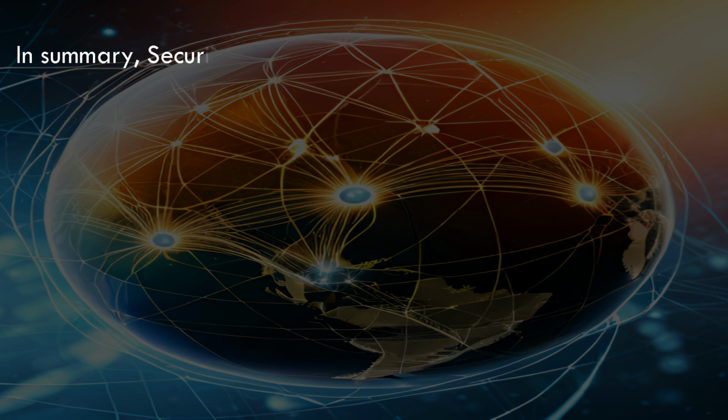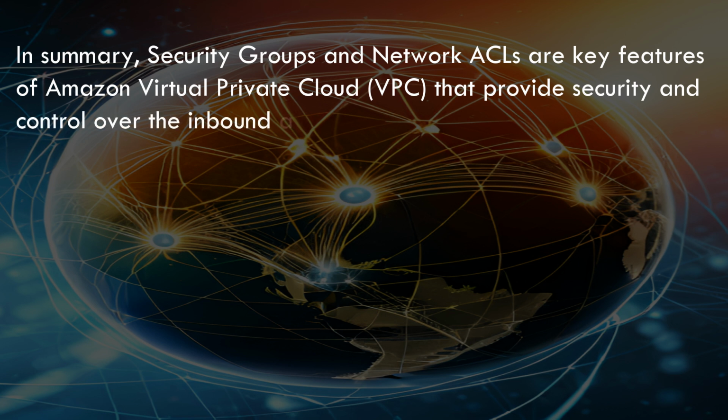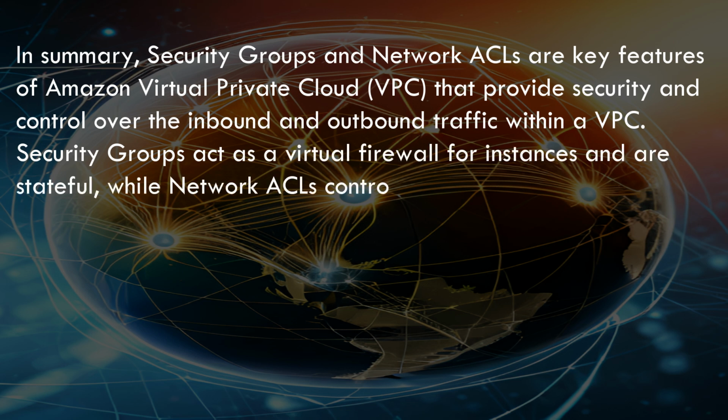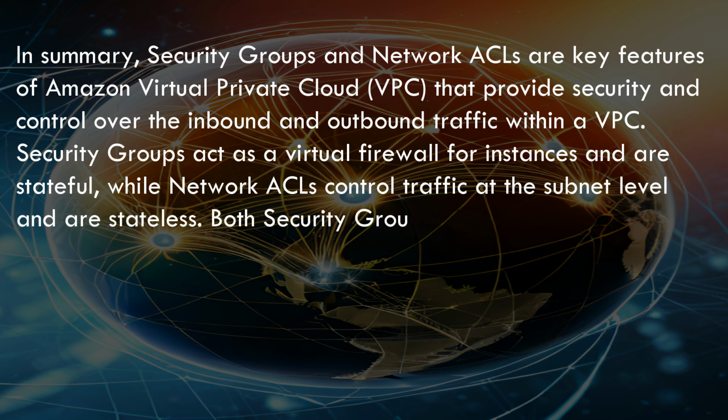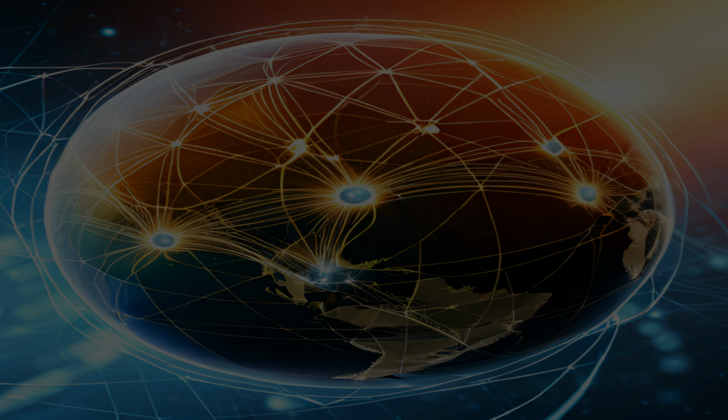In summary, security groups and network ACLs are key features of Amazon Virtual Private Cloud, VPC, that provide security and control over the inbound and outbound traffic within a VPC. Security groups act as a virtual firewall for instances and are stateful, while network ACLs control traffic at the subnet level and are stateless. Both are essential for securing and controlling the traffic within a VPC.